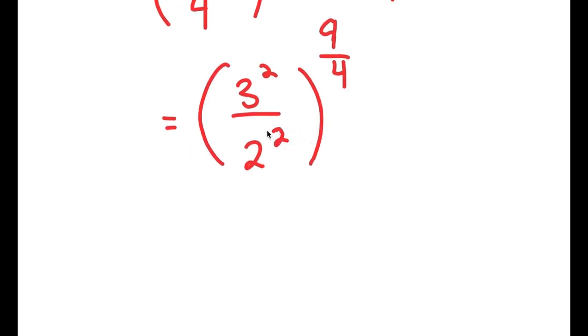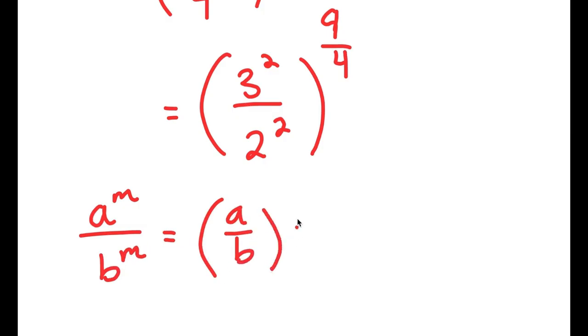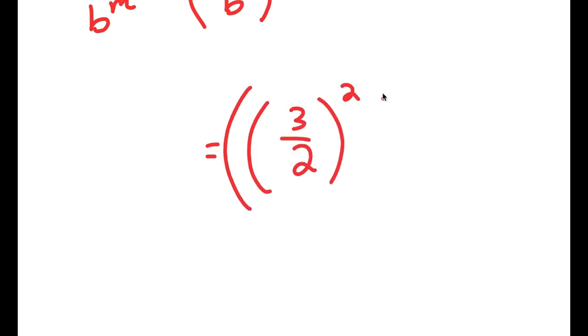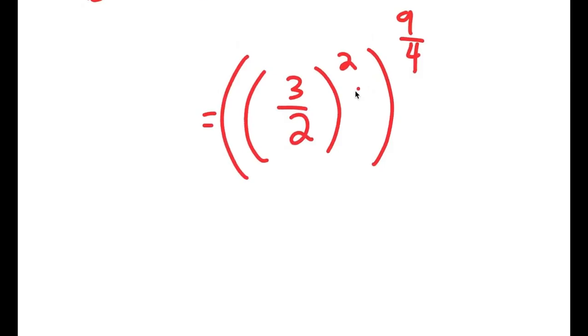And now, if I have something in the form a to the power of m over b to the power of m, this is the same thing as a over b to the power of m. So 3 to the power of 2 over 2 to the power of 2 is going to equal 3 over 2 to the power of 2. And now I have this to the power of 9 over 4.